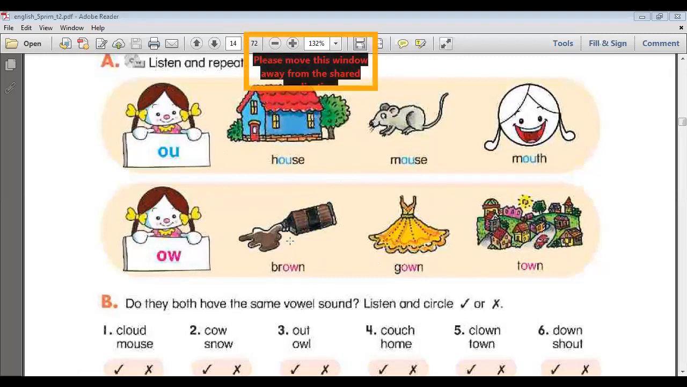Brown is a darker color. It's almost like black, but it's a little lighter than black, as you can see. Gown, it's dress. Okay, it's already addressed. So the thing in the picture has two names: gown, dress, the same. Town is a city. It's a small city. Like in Egypt, we have 6th of October and so on. These towns are small cities. Okay.